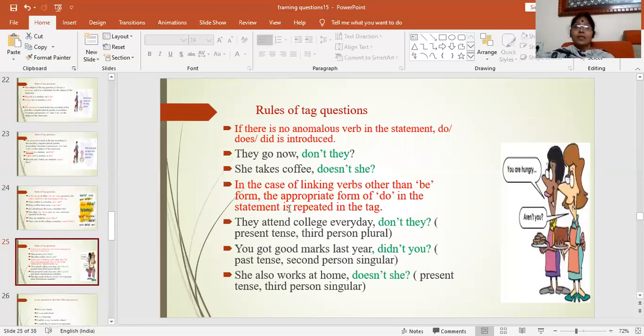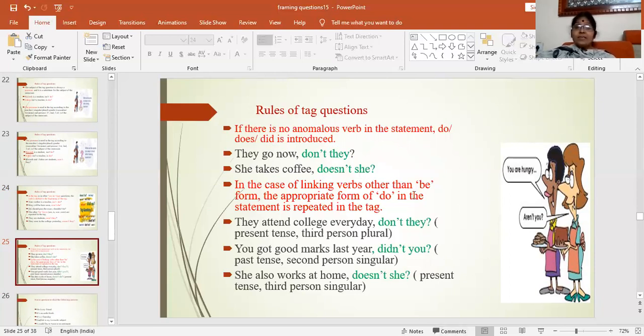Now, if there is no anomalous verb in the statement, then you should use do, does, did, right? For example, they go now. There is no such verb. Then depending on the subject, you will use do, does or did over here. They go now, don't they? She takes coffee, singular. So doesn't she? So depending on this, we use our verbs don't, doesn't, and didn't. And when will we use did? In the past form, we use did.